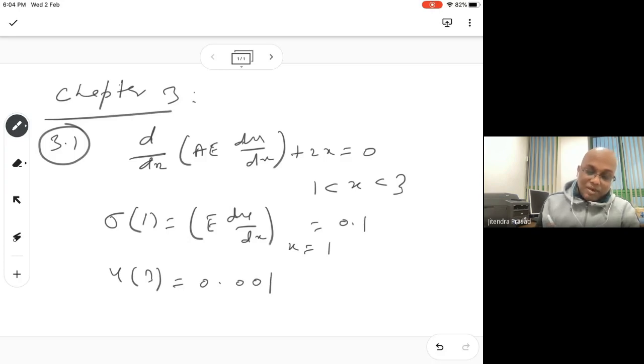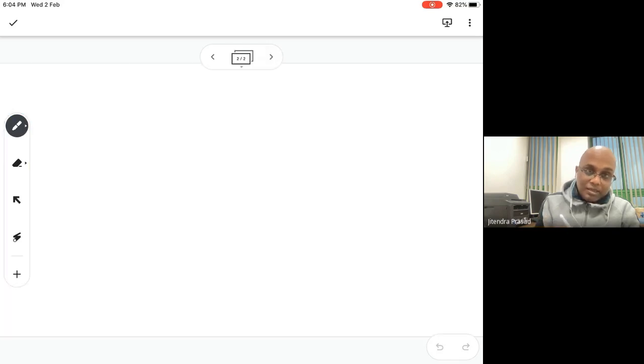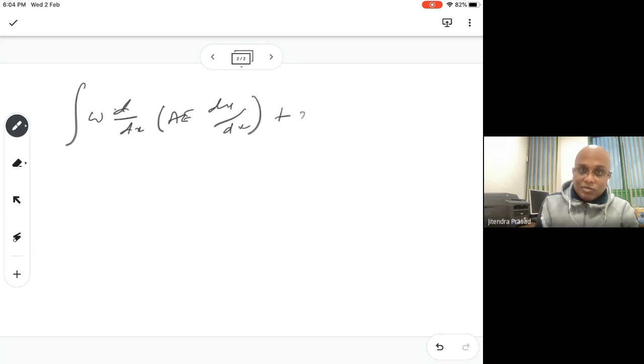And how do you find out the weak form? Very easy. You start with the original problem and multiply it by w: d over dx of (A E du over dx) plus 2x, times dx. Since x is between 1 and 3, you integrate from 1 to 3, and that has to be equal to 0.